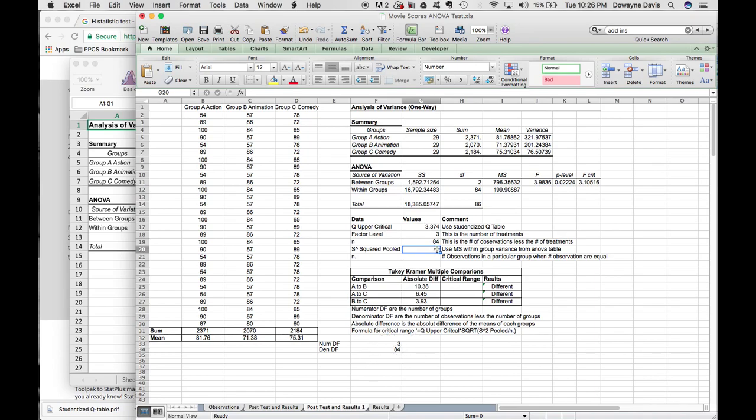My number of observations. Actually, let's double check that. Yep, my number of observations is 84. Next, I need what is called the S squared pooled value. And this is actually given to me in my ANOVA results. That is the MS within group value. So I'm going to grab that right here. So this is my MS within groups.